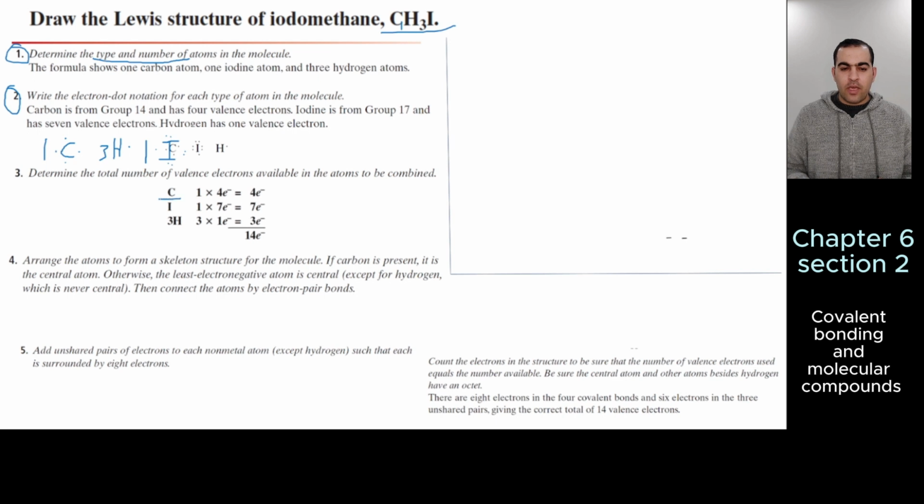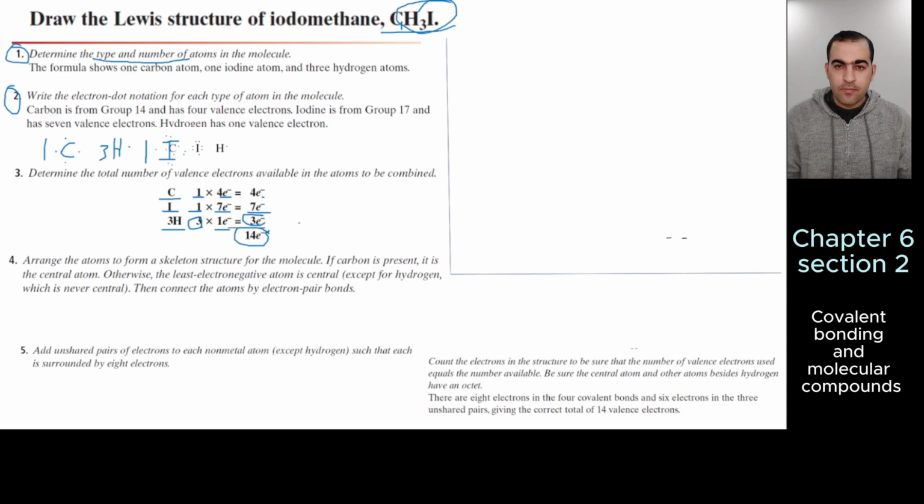Okay. We have carbon, 1 times 4, 4 valence electrons. 1 iodine has 7, so 7 valence electrons. We have 3 hydrogens, and each hydrogen has 1 valence electron, so that equals 3 valence electrons. Total, there are 14 valence electrons. The atoms of this molecule totally have 14 valence electrons.